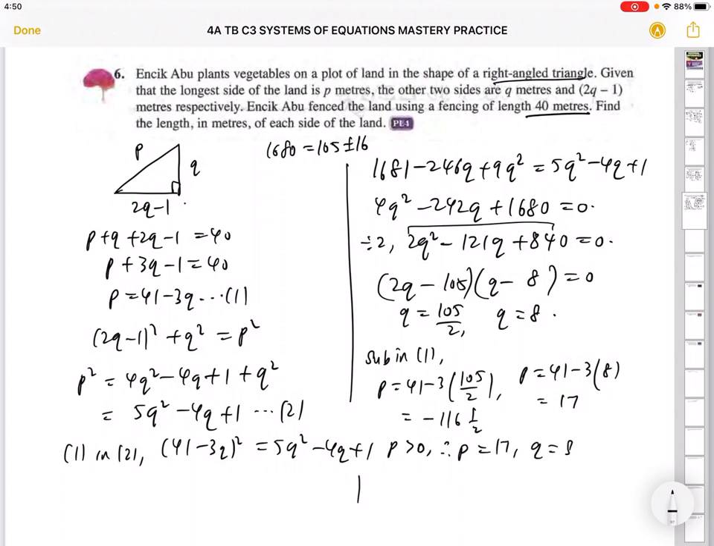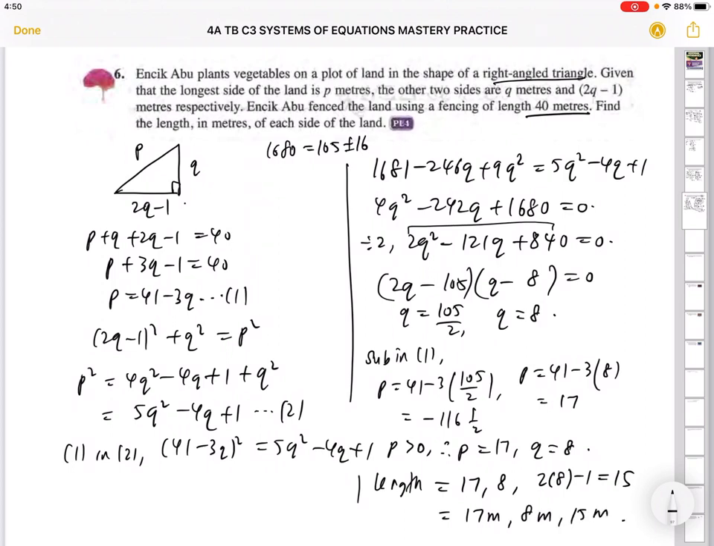The question says find the length of each side of the triangle. So the lengths will be, let's start with P. My P is 17, Q is 8. Now the third length you have to take 2Q minus 1. 2 times 8 minus 1 gives us 15. So the lengths will be 17 meter, 8 meter, 15 meter.